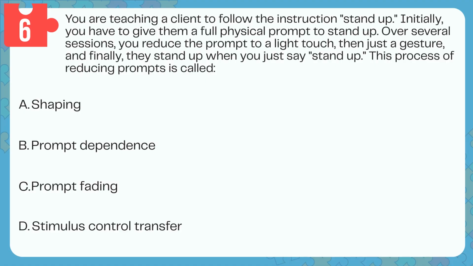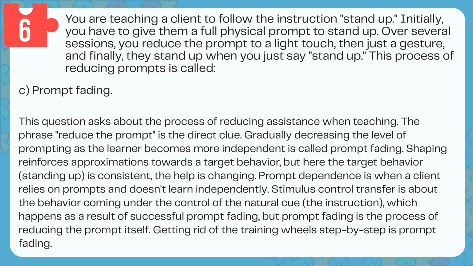This process of reducing prompts is called A. Shaping. B. Prompt dependence. C. Prompt fading. D. Stimulus control transfer. Answer: C. Prompt fading. This question asks about the process of reducing assistance when teaching. The phrase reduce the prompt is the direct clue, gradually decreasing the level of prompting as the learner becomes more independent is called prompt fading.